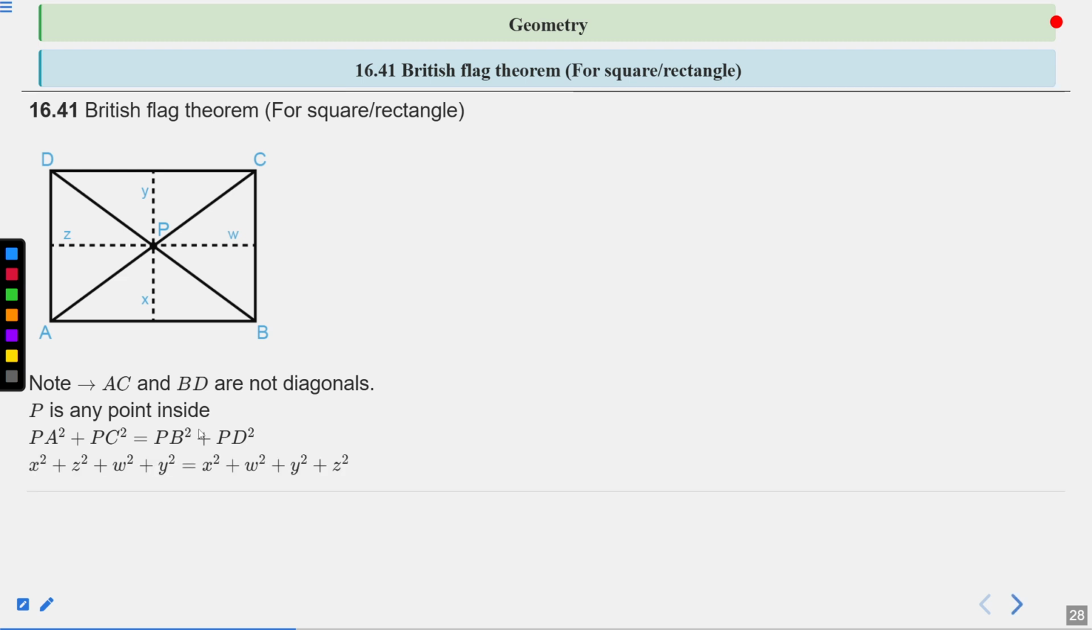If we put in the data, x square plus z square plus w square plus y square is equal to x square plus w square plus y square plus z square. On both sides we get the same value. Next one.